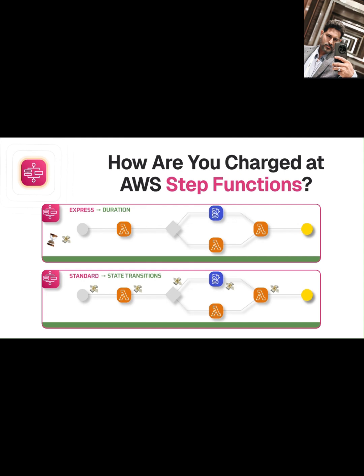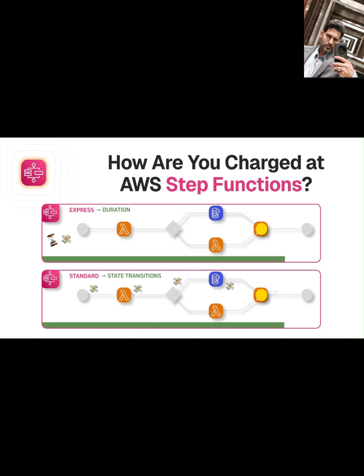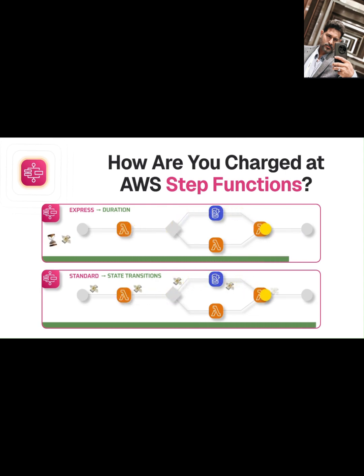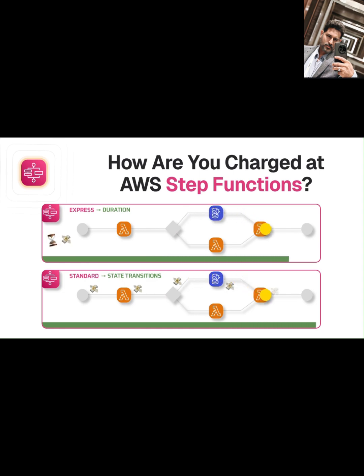Here's the pro tip: if you're just starting out, map out your workflow and estimate how long it'll run and how many state transitions it'll have. That'll help you pick between Express and Standard and keep your AWS bill from sneaking up on you. That's the rundown, folks. AWS Step Functions charges you based on duration for Express workflows and state transitions for Standard workflows. Now you're ready to design cost-efficient workflows like a pro.